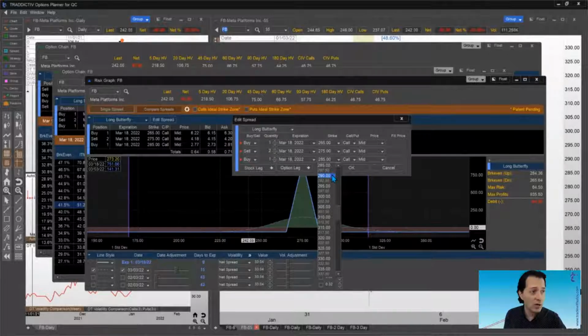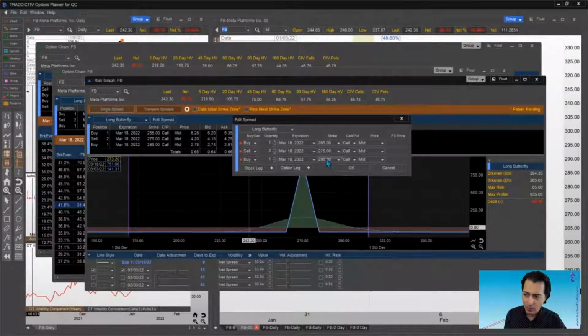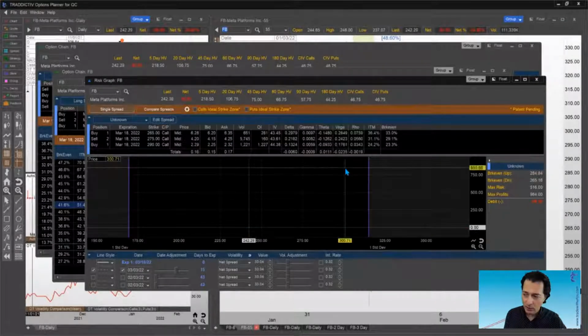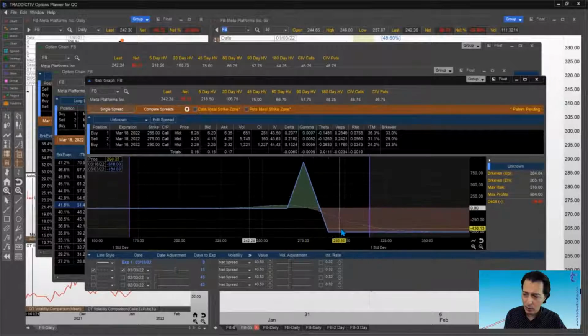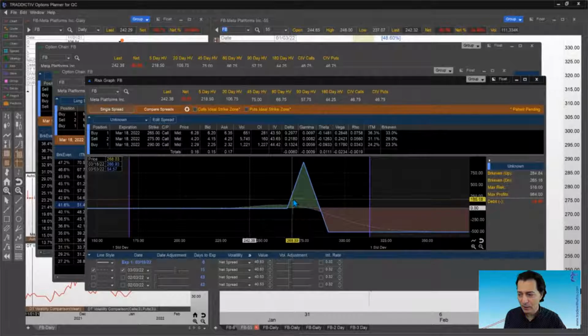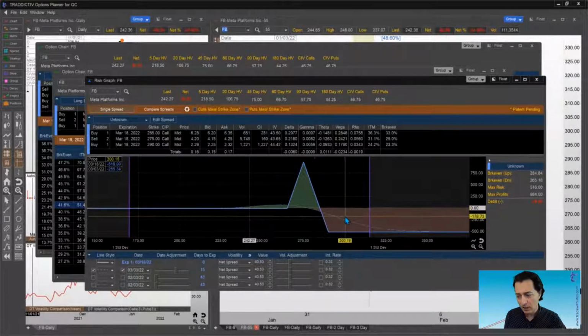But it sounds way more complicated than what it is. To be honest, it's simply one of my legs is going to be further away. So from 65 to 75, I got $10. From 75 to 90, I got 15. So when I do that, the risk profile looks like that, meaning that now if I go higher than 275, actually I start losing money.